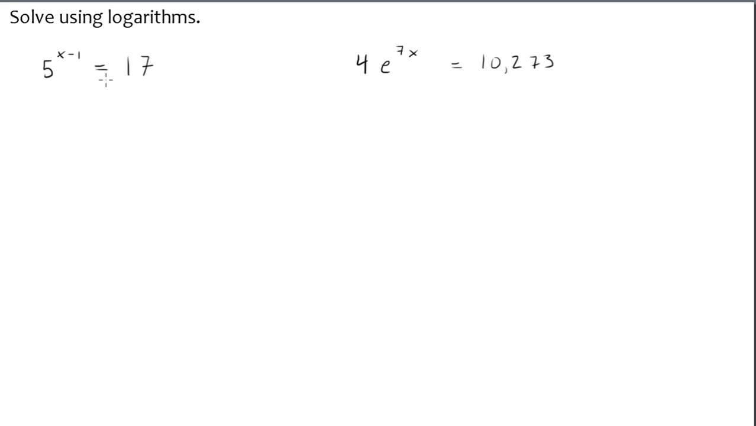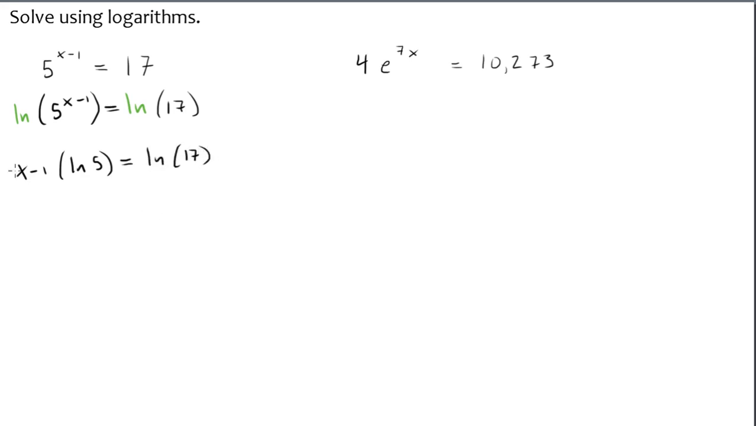Okay, we're going to do some more solving with logarithms here. This problem on the left, 5 to the x minus 1 is equal to 17. I've got a base 5. I could use a logarithm base 5, but I'm actually just going to apply the natural log to this. So we'll get the natural log of 5 to the x minus 1 is equal to the natural log of 17. So the x minus 1 is going to come out, so it'll be x minus 1 times the natural log of 5 is equal to the natural log of 17.